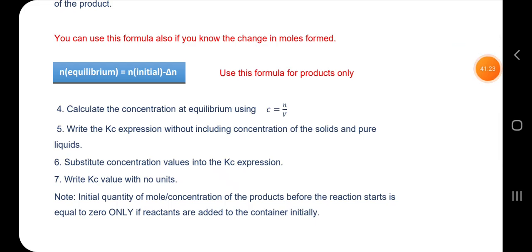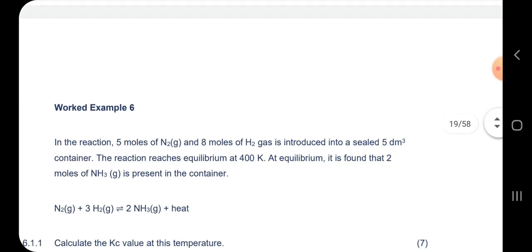Another thing you should remember from grade 10 is concentration. That concentration equals moles over volume. The n stands for moles and the V stands for volume. Okay, and then we're going to look at this example.